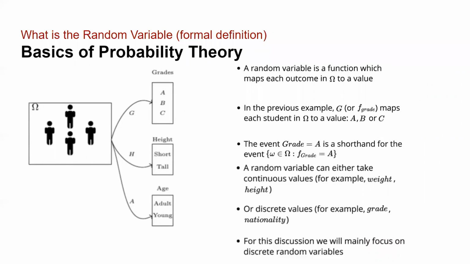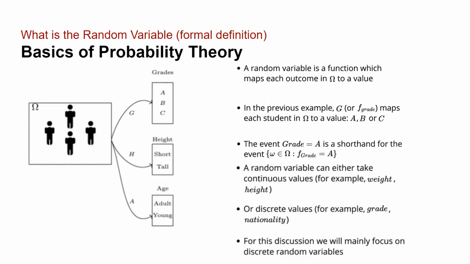But then why did you again classify it like short and tall, adult and young? As if you're making it binary, right? Why did you put that? See, talking about the height, height can be both. It can be a continuous random variable also. It can be a discrete random variable also.